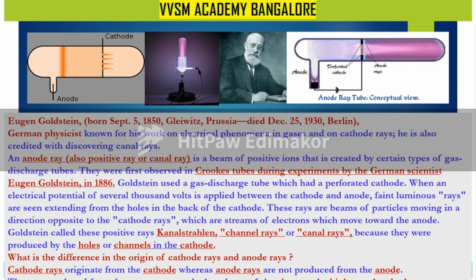You see, this is the perforated cathode, and the emission from this is called anode rays. What is the difference in the origin of the cathode rays and anode rays? Cathode rays originate from the cathode, whereas anode rays are not produced from the anode.